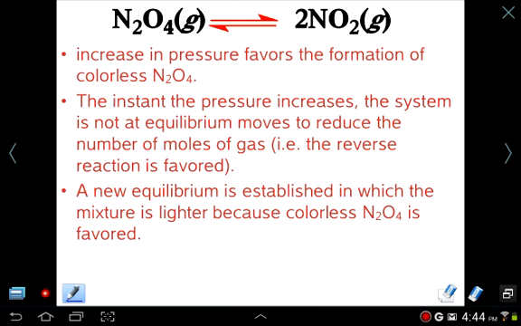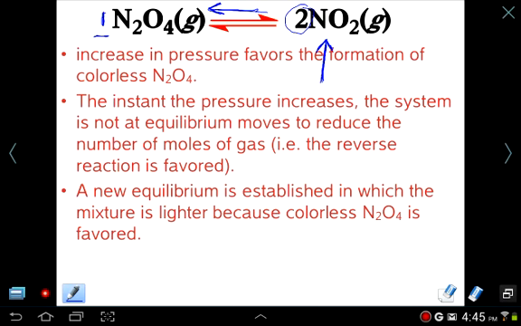So this is an example here. If you have this equilibrium and you decide to increase the pressure, notice that we have 2 moles of gas on the product side and only 1 mole of gas on the reactant side. So there is more pressure, you can say, on the product side, being that there are more gas particles. If you increase the pressure, it's like you're increasing how much you have on the right side, and the system shifts to the left to reduce that pressure. That's how it knows to reduce the pressure, by forming fewer moles of gas.